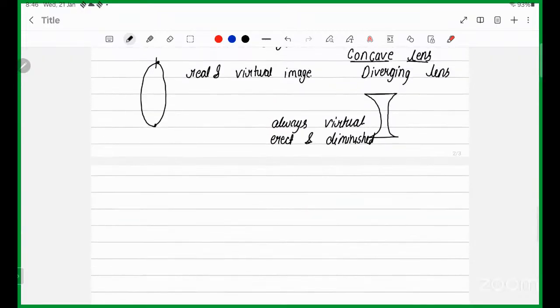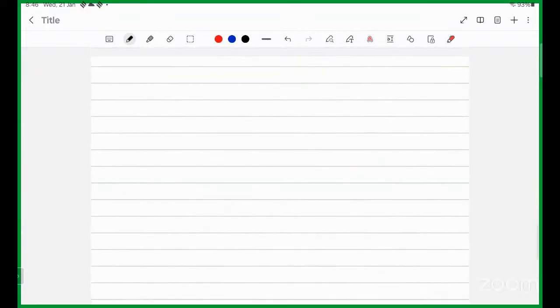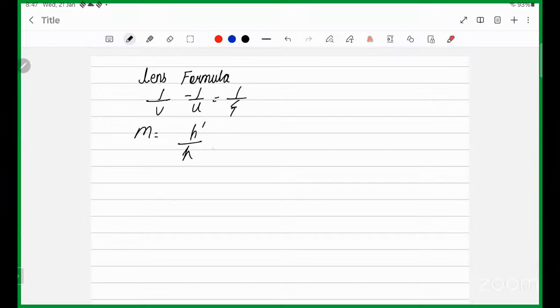Talking about lens formula, lens formula will be 1 by V minus 1 by U equals 1 by F. Okay, and magnification is H dash upon H, which is also equal to V by U.